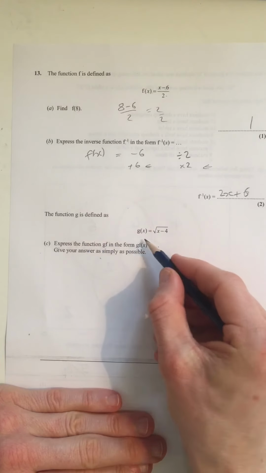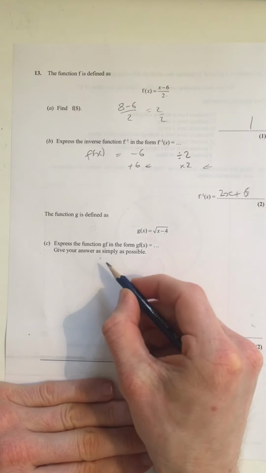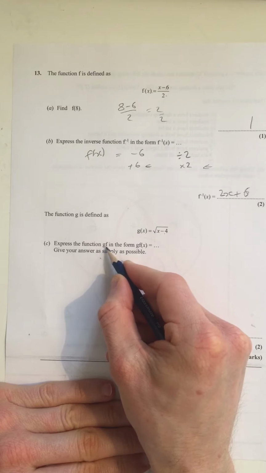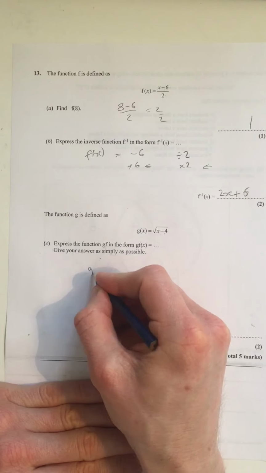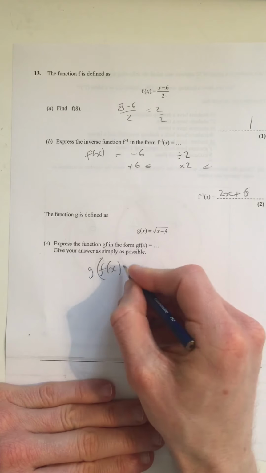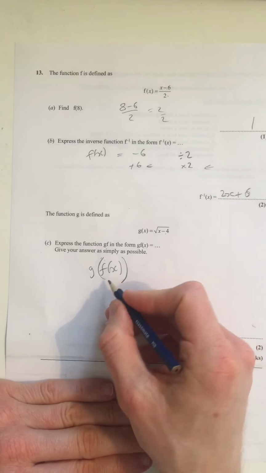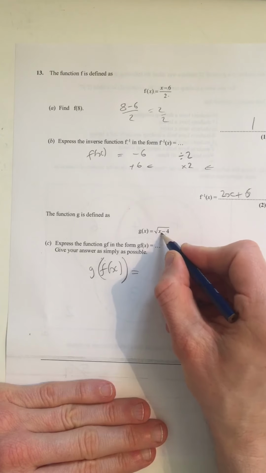Function g is defined as being the square root of x minus 4. And I need to express function gf in the form gf of x. So gf of x, when I write it like that, that's the same thing as g of f of x. So I'm substituting f in instead of the x into g.